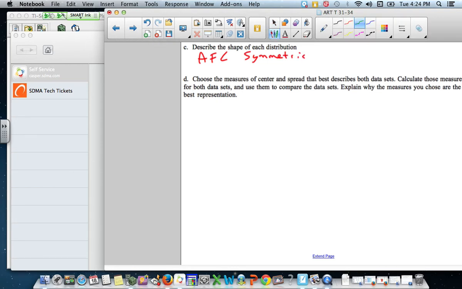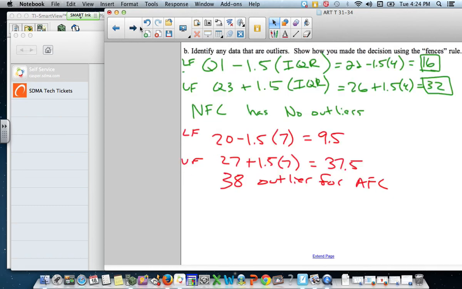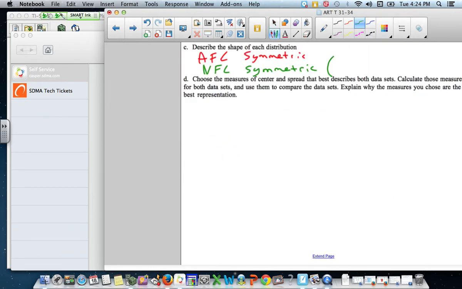I would say the NFC, you're safe saying that as well. Although I would also accept, if I look back at that, it does have a slight skewedness to it because the left whisker is longer than the right whisker and the left side of the box is a little bigger. So it is a little more stretched out on the left side. So I would also accept if you said it was slightly left skewed.